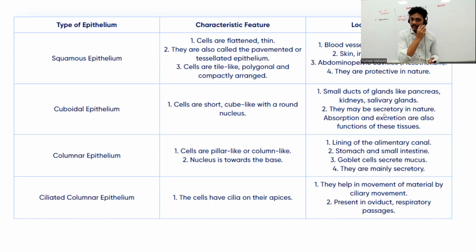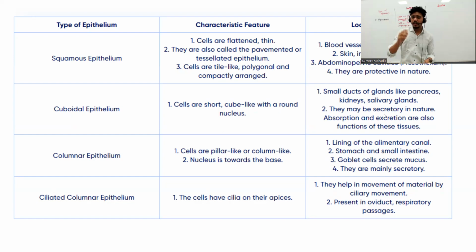Now cells are tile-like structures, polygonal and compactly arranged. What is a tile-like structure? When a building is constructed, in a bathroom or in a hall, tiles are there. If I draw a nice picture and print it on the tiles, I have to cover all the tiles, properly arranged. Tiles are thin, not that much, but they are thin, and very compactly arranged. So squamous epithelium cells are flattened and thin, called pavement, and because they are flattened and thin, they are responsible for transportation and exchange of gases. The cells are tile-like, very compactly arranged.